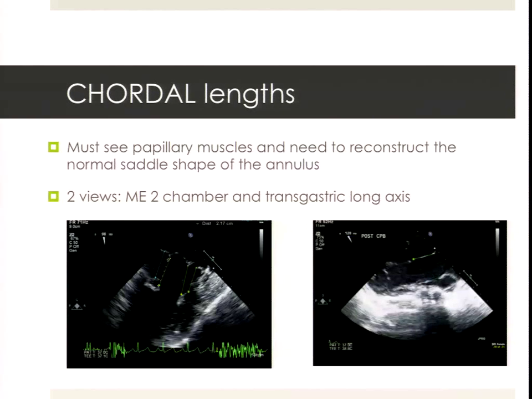Caudal lengths are another thing that are part of the measurement set. I tend to use the mid-esophageal two-chamber view and also the transgastric long axis. The thing that you've got to bear in mind, though, is you've got to measure a normal part of the mitral valve. So if they've got Barlow's disease and everything's abnormal, you're not going to be able to really measure much. You have to reconstruct that saddle within the echo that you're doing in order to make the measurements make sense to them, because they're going to have the same problem.